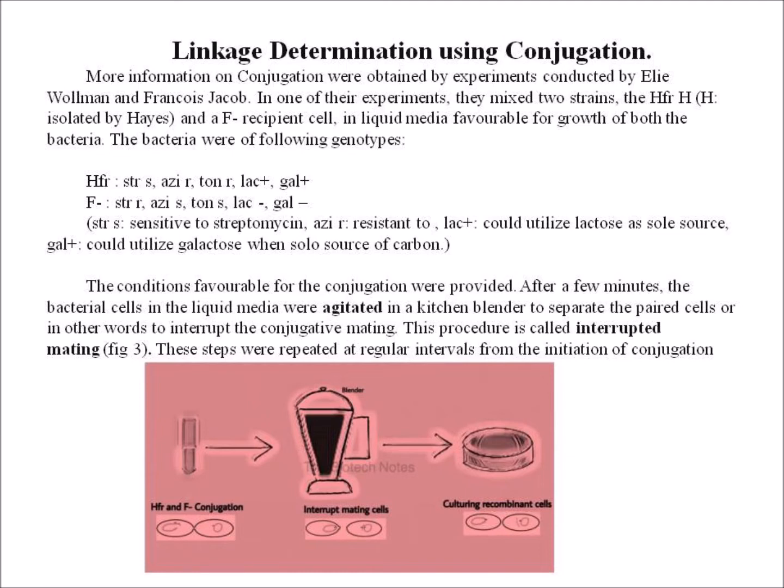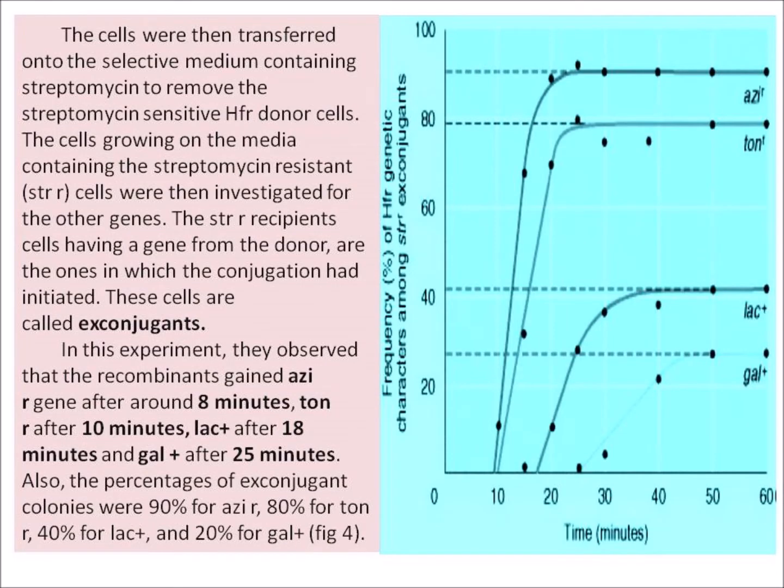After a few minutes, the bacterial cells in the liquid media were agitated in a kitchen blender to separate the paired cells, or in other words, to interrupt the conjugative mating. This procedure is called interrupted mating. These steps were repeated at regular intervals from the initiation of conjugation. The cells were then transferred onto the selective medium containing streptomycin to remove the streptomycin sensitive HFR donor cells. The cells growing on the media containing the streptomycin resistant cells were then investigated for other genes. The streptomycin resistant recipient cells that have a gene from the donor are the ones in which conjugation had initiated. These cells are called ex-conjugants.